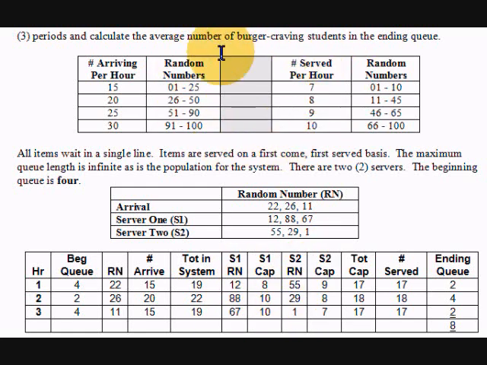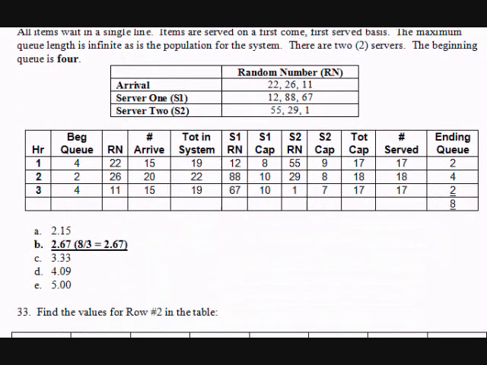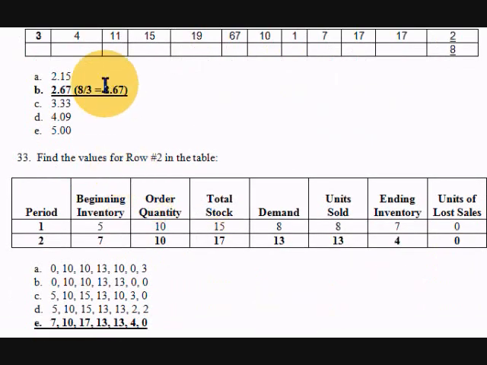And using the tables we have up here for the arrivals and the servers, we come up with our arrivals, our number that they could serve here and here, and we come up with our ending queue by just figuring how many people were already there, how many people came in the door, how many each server served, the total number served, and the ending queue. So our ending queue is 2, 4, and 2. We add that up to 8. We divide 8 by 3, and we come out with 2.67 as our answer.